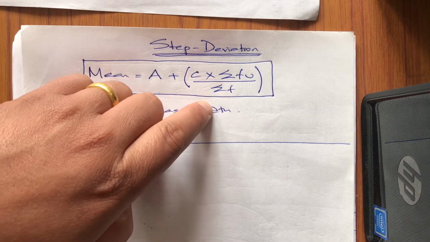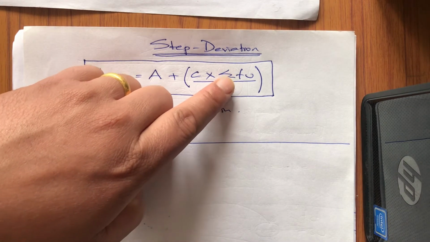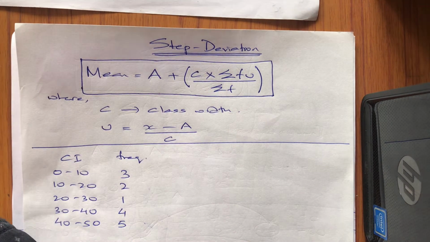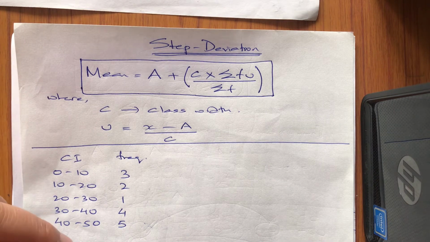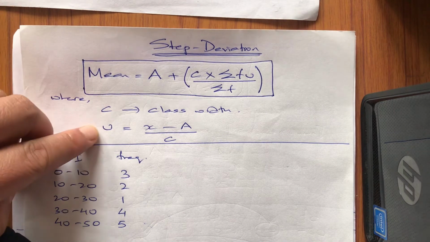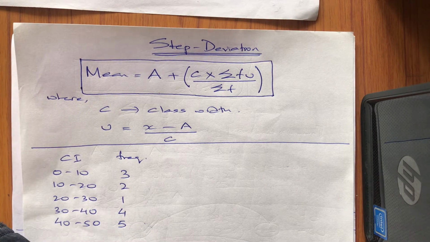We've already discussed this also. This symbol stands for sigma, that is, a total. F stands for frequency, that is the second column. So the only two new things that we come across in this formula are C and U. Now C stands for class width. What exactly is class width?